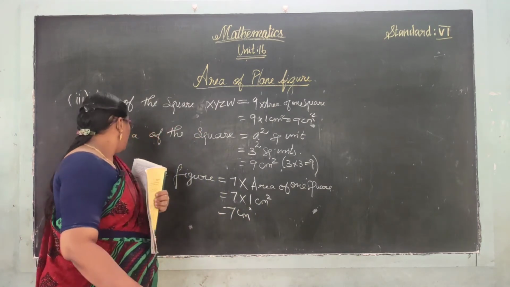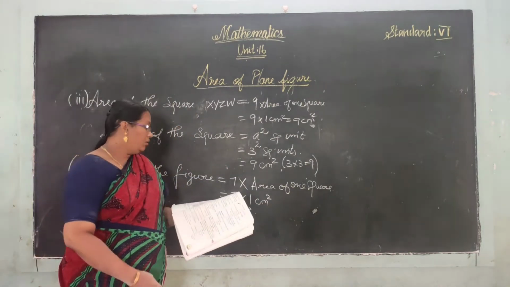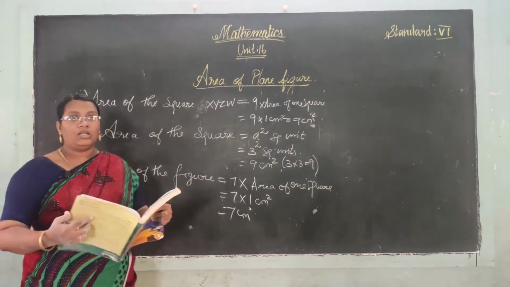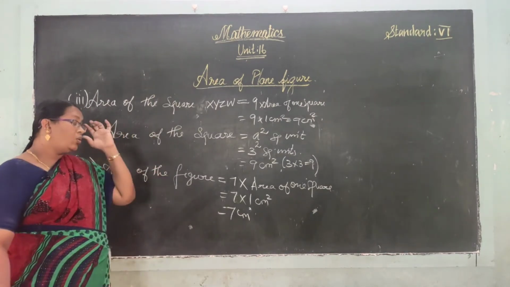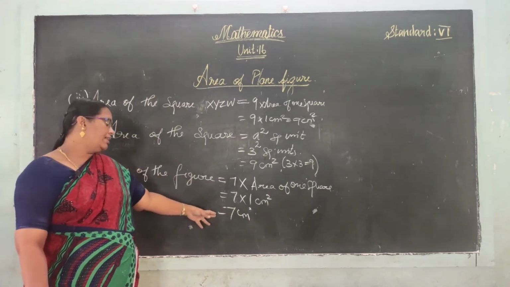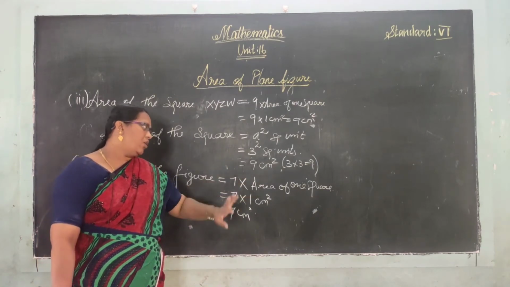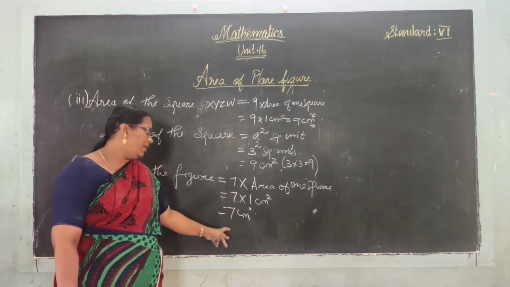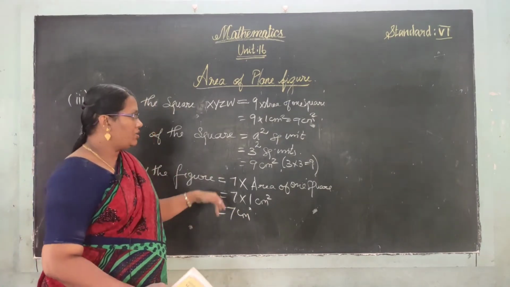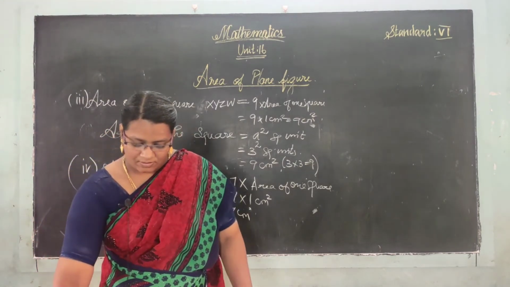Here a different shape is given, so we write directly using the graphical method only. You calculate by counting the number of squares in any type of object. You write the number of squares, and write the area of 1 square. We multiply, and we get the area of the given figure. I hope you have understood this. Now we will do the example problems.